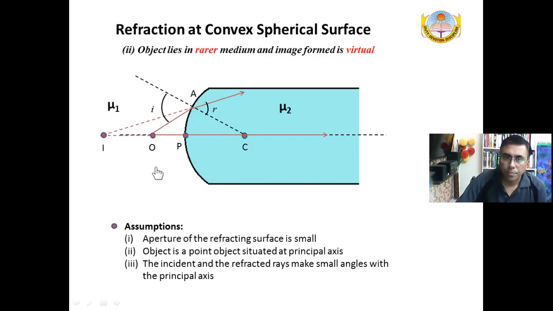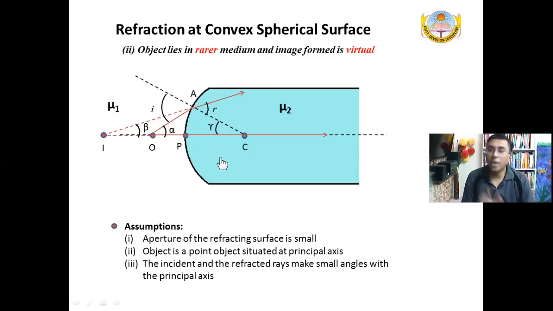Now, the angle which the incident ray makes with the principal axis, we call this alpha. The angle which the refracted ray makes with the principal axis, we call that beta. And the angle which the normal makes with the principal axis, we call that gamma. Okay. Now it's very easy to remember that the angle formed at O will be alpha, the angle formed at I will be beta, and the angle formed at C would be gamma.